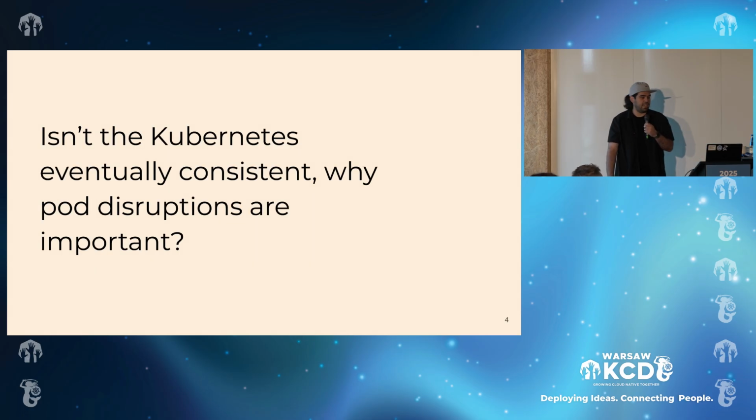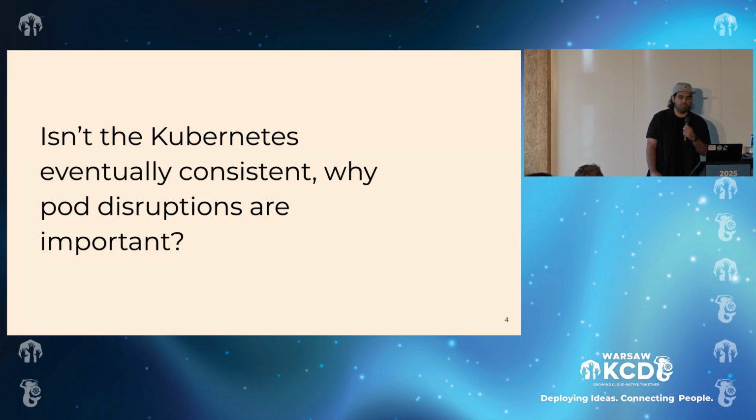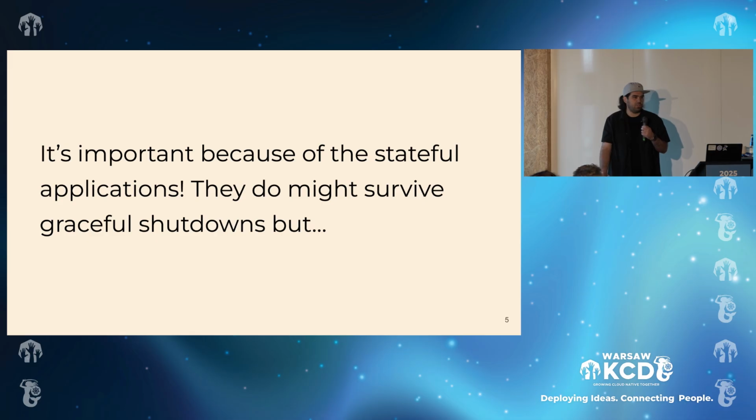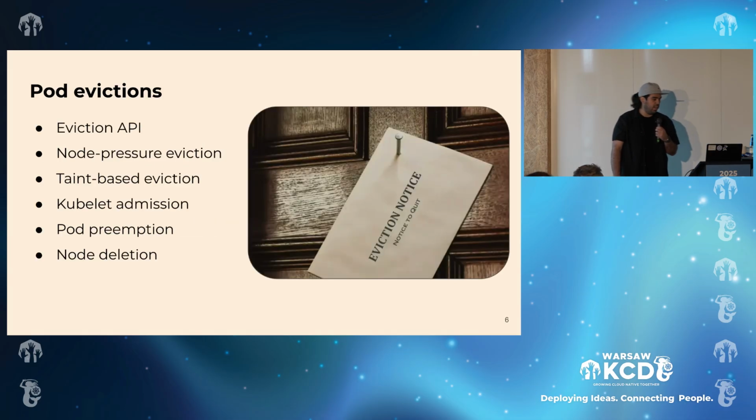So you might actually ask, isn't Kubernetes eventually consistent? Why are pod disruptions important? Well, it's important because of stateful applications. They might survive graceful shutdowns, but unexpected shutdowns can cause catastrophic failures for them. And also, who cares about availability in general? So we will go through those pod eviction types.